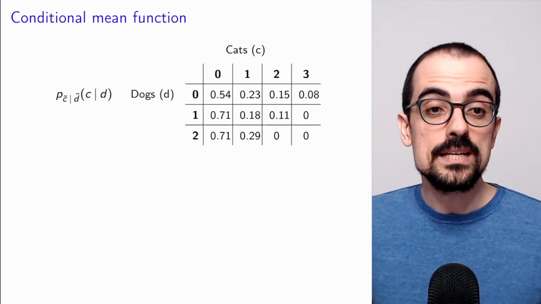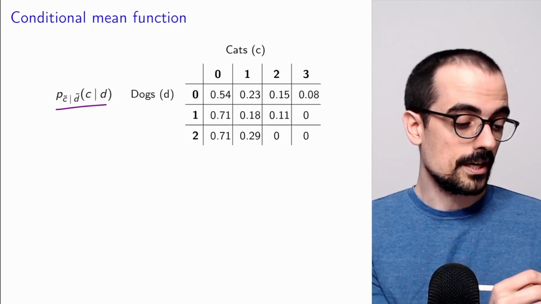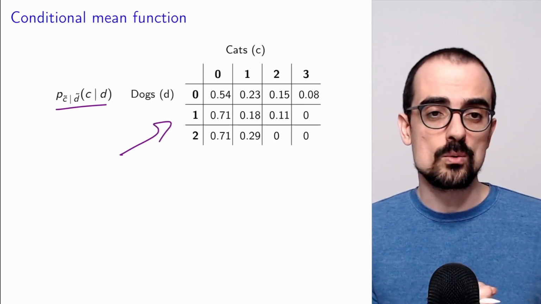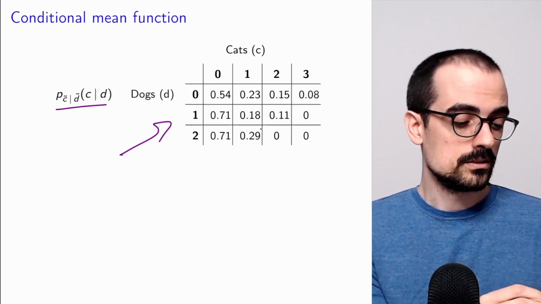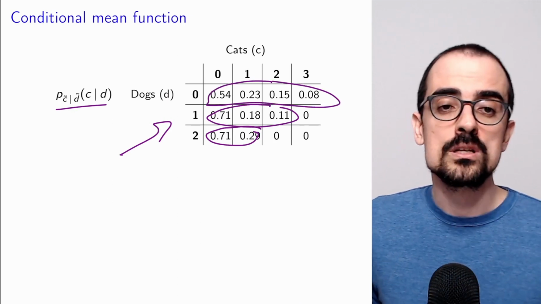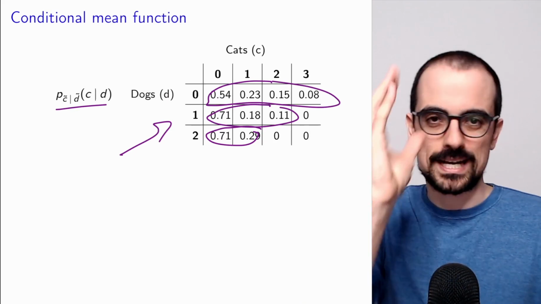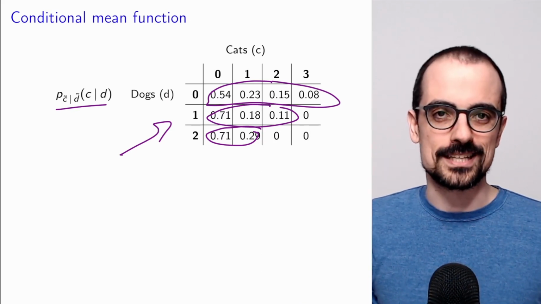So for that, we need the conditional PMF of C given D, which is here. What have we done, by the way? We have just normalized the rows so that they add up to 1. This is how we obtain the conditional PMF from the joint PMF, in case you don't remember, but we have a video on this, so you can check it out.